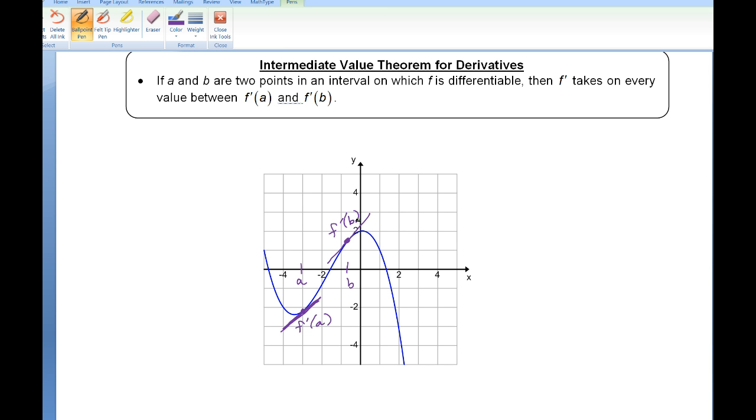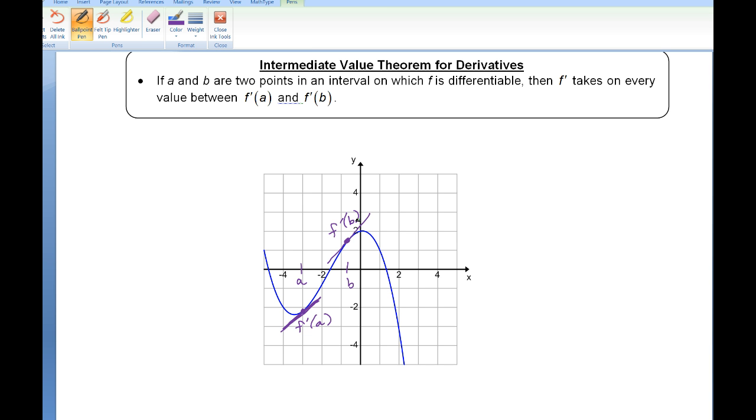Remember, intermediate value theorem has to be differentiable, so there can't be any discontinuities. There can't be a corner, a cusp, or a vertical tangent. It's got to be a smooth curve. So that means, let's say my slope here is 1, and here my slope is 2, then somewhere in between there I have to have a slope of 3 halves.